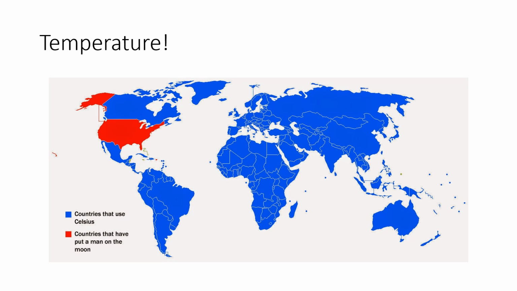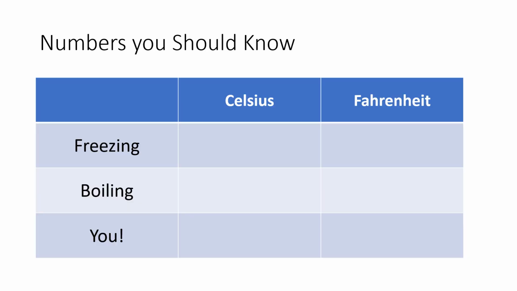Let's talk a little bit about Celsius and Fahrenheit. So there are some basic numbers that you should know in Celsius and Fahrenheit. You should know these for the quiz. You should know these for your homework. You should know these just because they're good to know. And these are the freezing and the boiling point of water, and then of course your temperature.